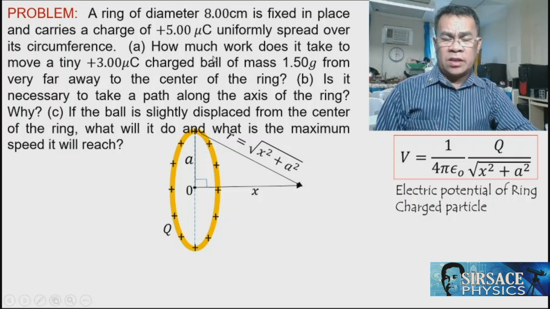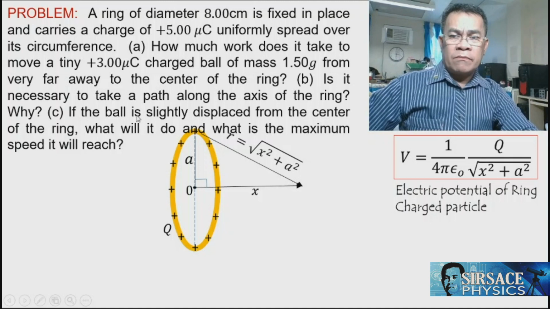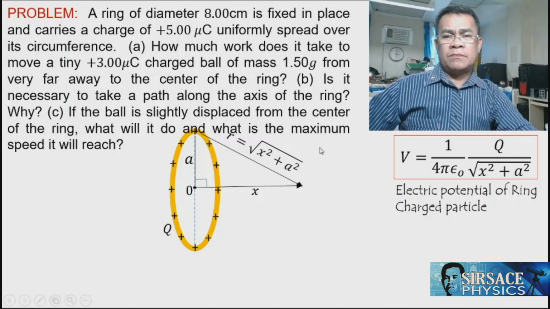How much work is done? So W, you are asked to solve for the work done. Letter B, is it necessary to take the path along the axis of the ring? Which means, do we need to use that path? Those are the questions.